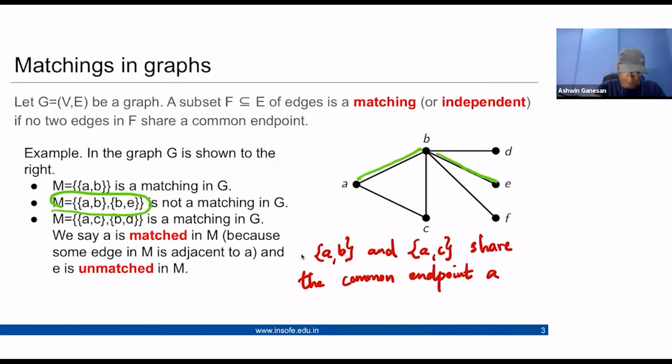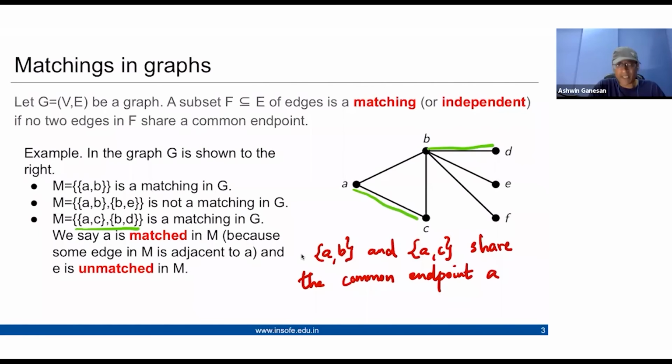Let's look at the third example. The third example is A comma C and B comma D. So let's go ahead and erase this. Now I have A comma C and B comma D. That is a matching because the endpoints of the two edges are distinct. There are no common endpoints in these two edges.